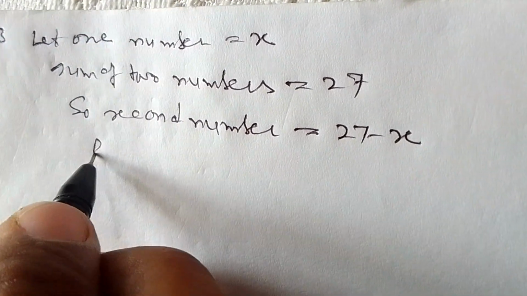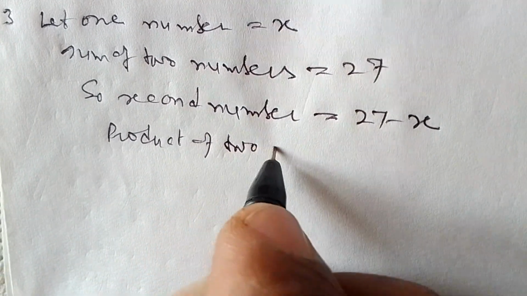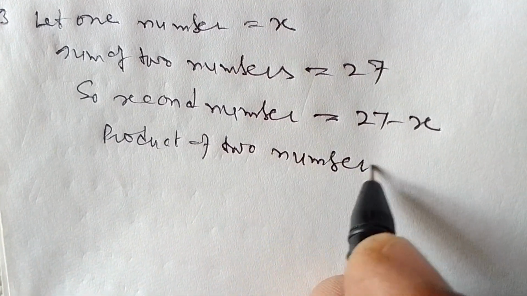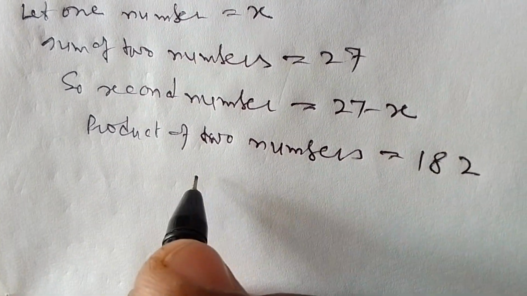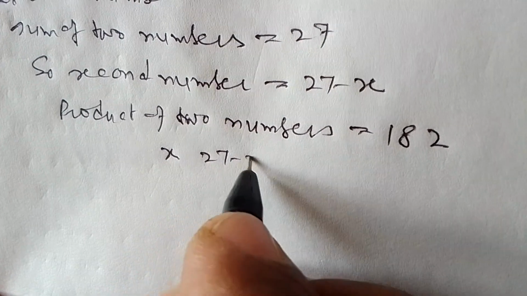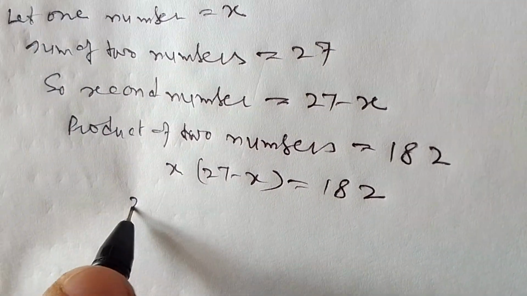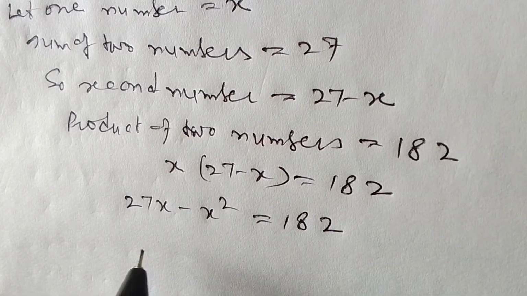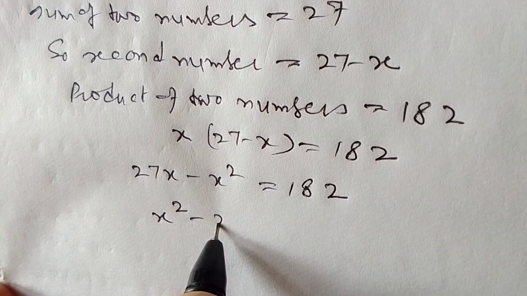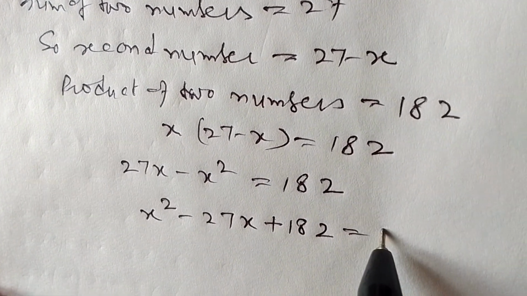Product of the two numbers is 182. So x times (27 minus x) is equal to 182. So it becomes 27x minus x square is equal to 182, or we can write it as x square minus 27x plus 182 is equal to 0.